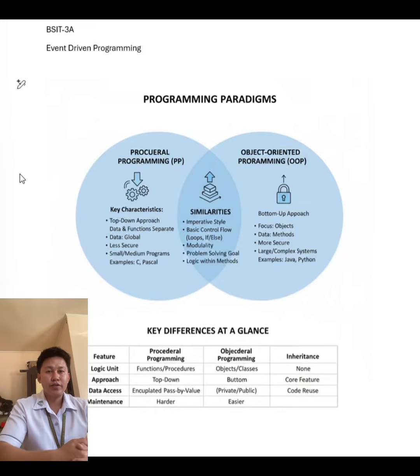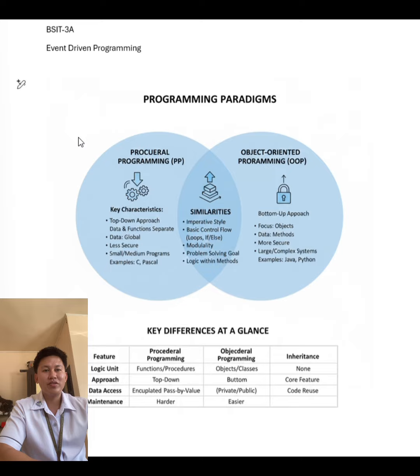Good day, sir. Today, I will explain the difference between procedural programming and object-oriented programming using a Venn diagram to clearly show their differences and similarities. So, let's start with procedural programming or PP, which we can place on the left side of the Venn diagram.